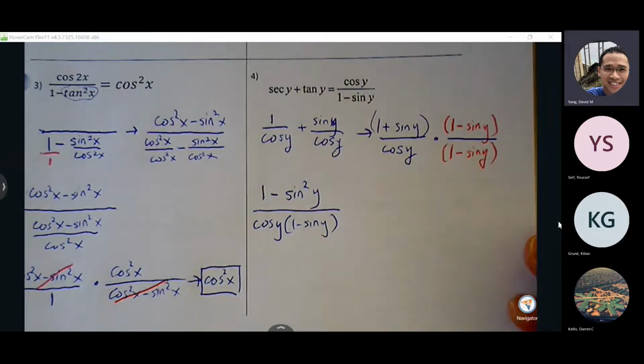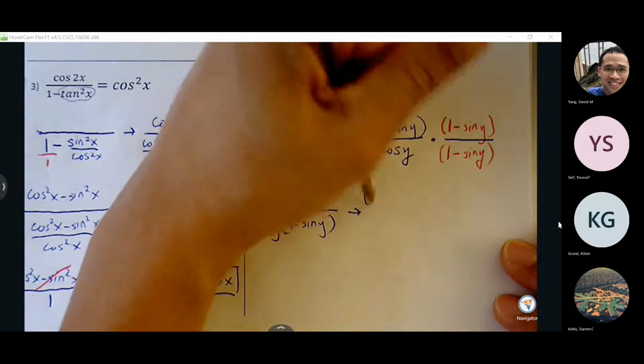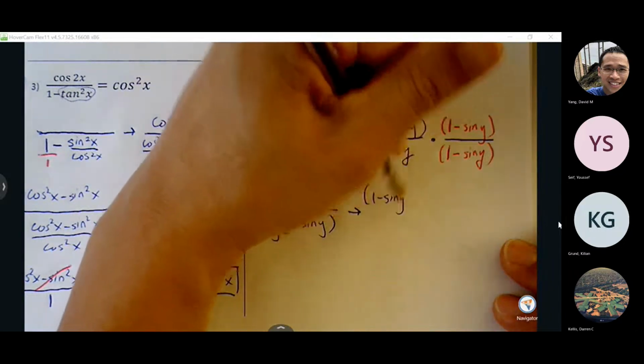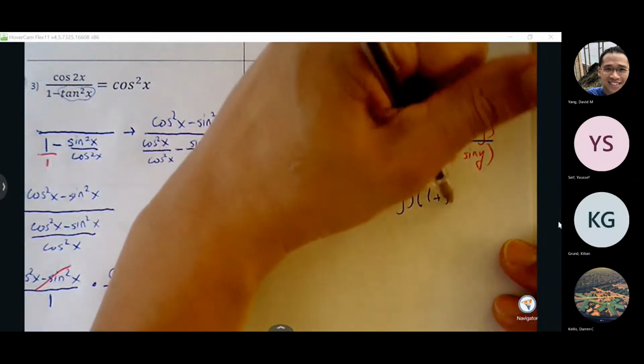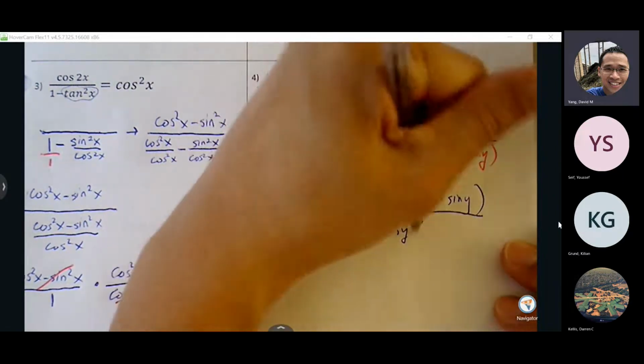Okay. That 1 minus sine squared y, we should be able to recognize this as difference of squares, right? A squared minus b squared, I can factor. A squared minus b squared is a minus b times a plus b, so okay, nice fit. The denominator.